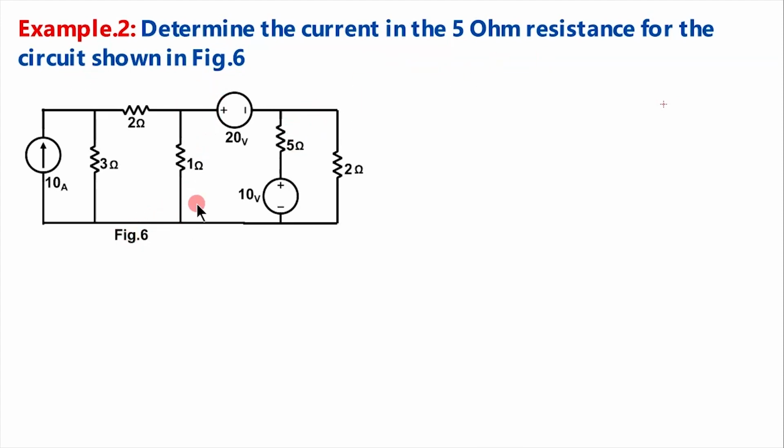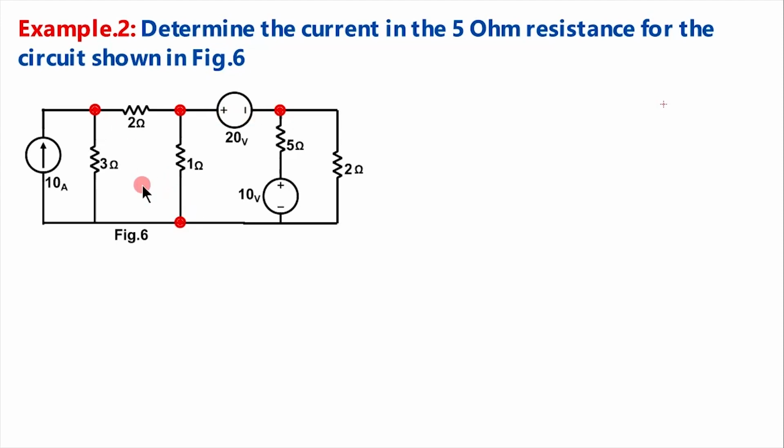In example 2, we are asked to determine the current in the 5 ohm resistance of the circuit shown in figure 6. So first of all, we will mark the nodes. Here this branch containing current, this resistive branch, this resistive branch, this branch and this branch are meeting, and here one node is coming. Here 3 branches are meeting and another node is coming. Like this, here one more node and also here one more node.